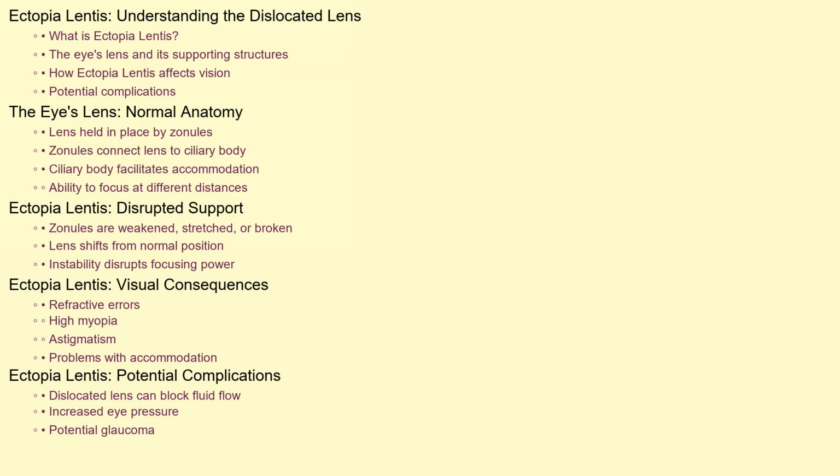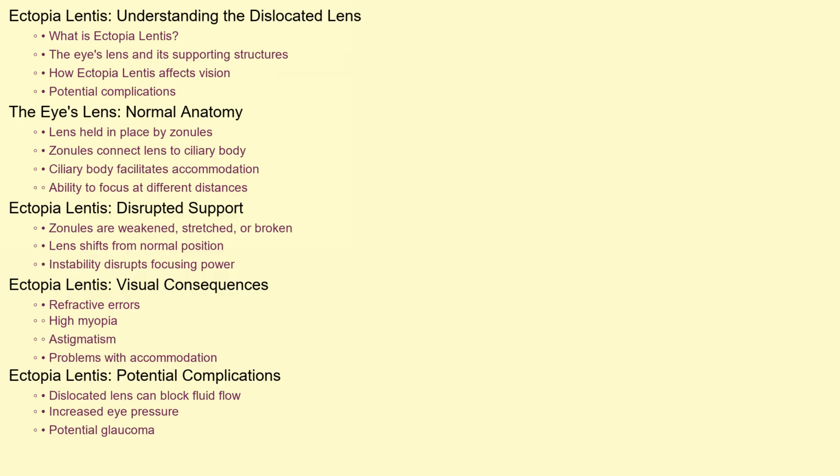Normally, the lens is held in place by tiny fibers called zonules. These zonules connect the lens to the ciliary body, which helps with accommodation, the eye's ability to focus on objects at different distances. In ectopia lentis, these zonules are either weakened, stretched, or completely broken. This instability allows the lens to shift from its normal position, disrupting the eye's focusing power.